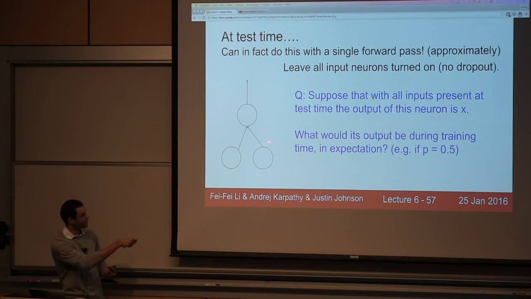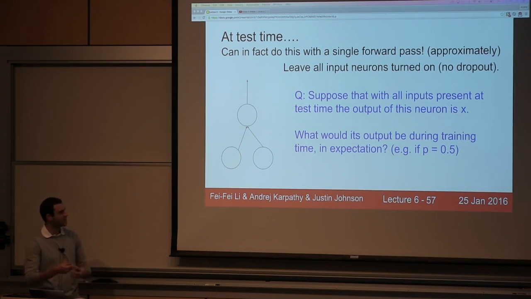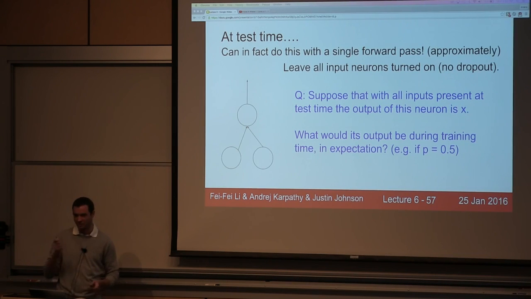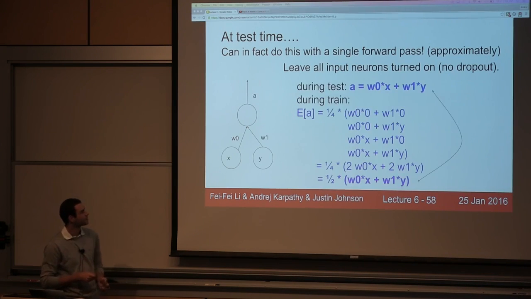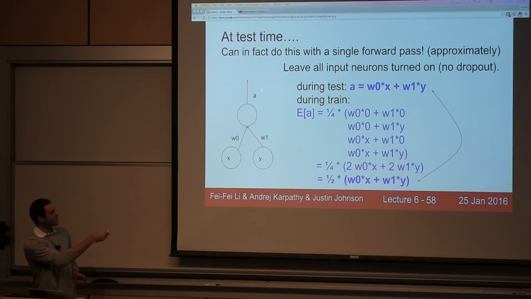Because in training time, the dropout masks vary randomly, and so there are many different cases that could have happened. And in those cases, the outputs of this neuron would possibly be on a different scale, and you have to worry about this. So let me show you exactly what this means. During test, this neuron computes, say there's no nonlinearity, we're only looking at a linear neuron, this activation becomes W0, which is the weight here, times X, plus W1 times Y. Okay? So that's what we want to compute at test time.